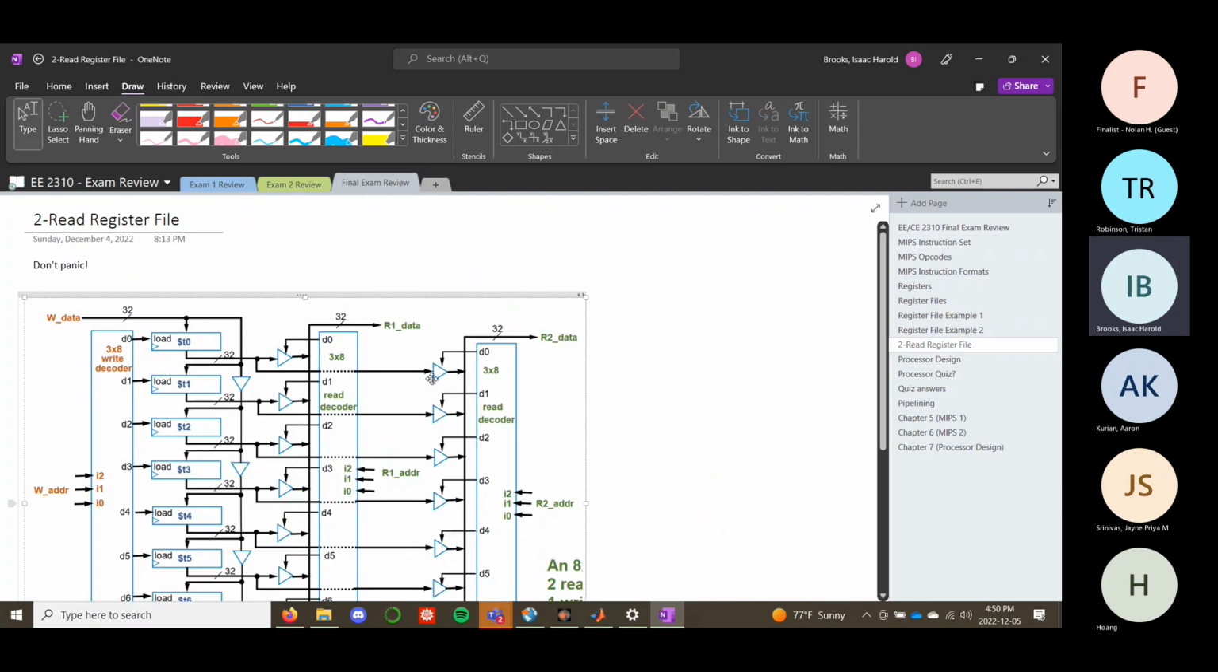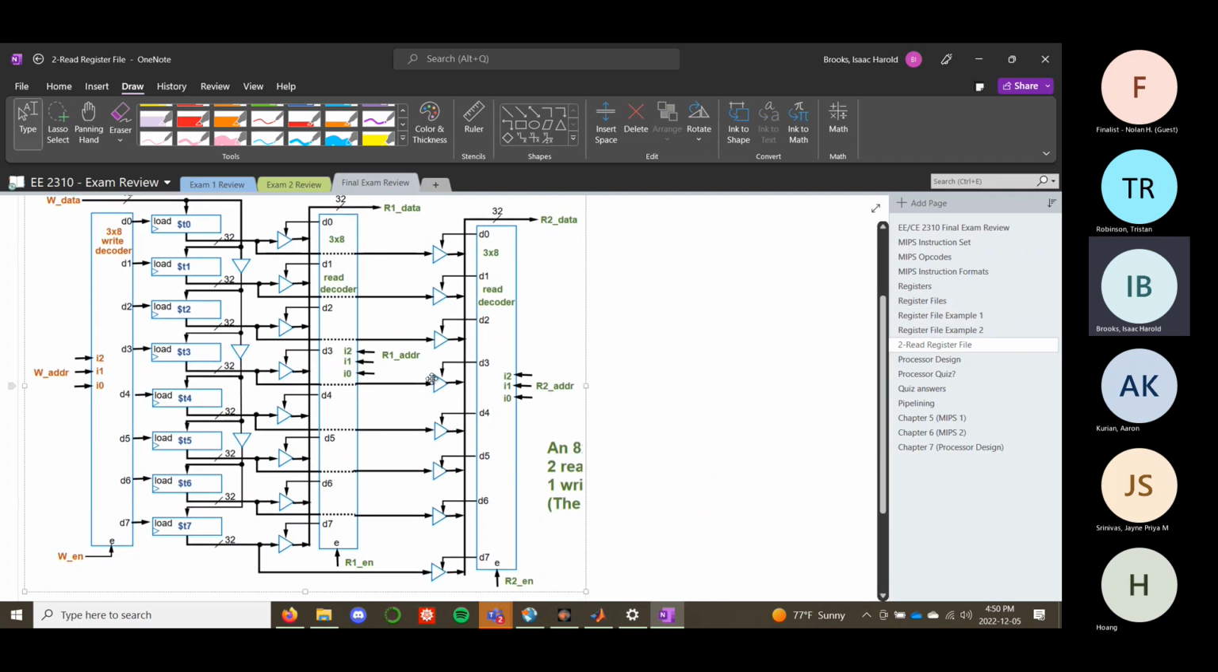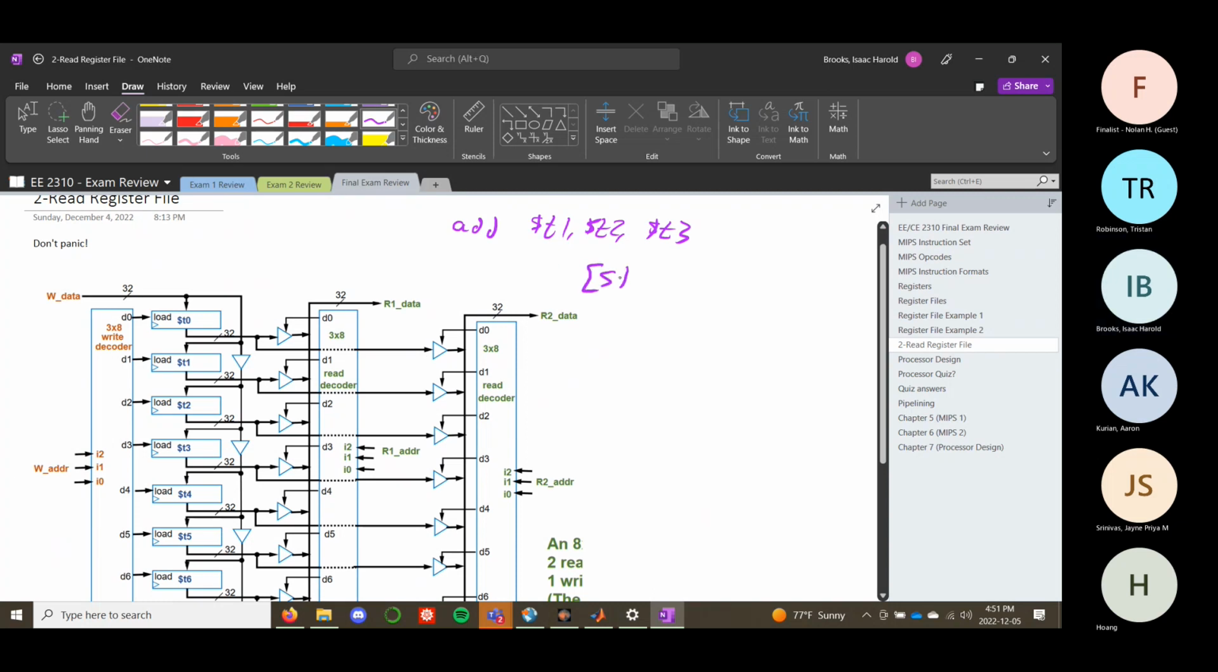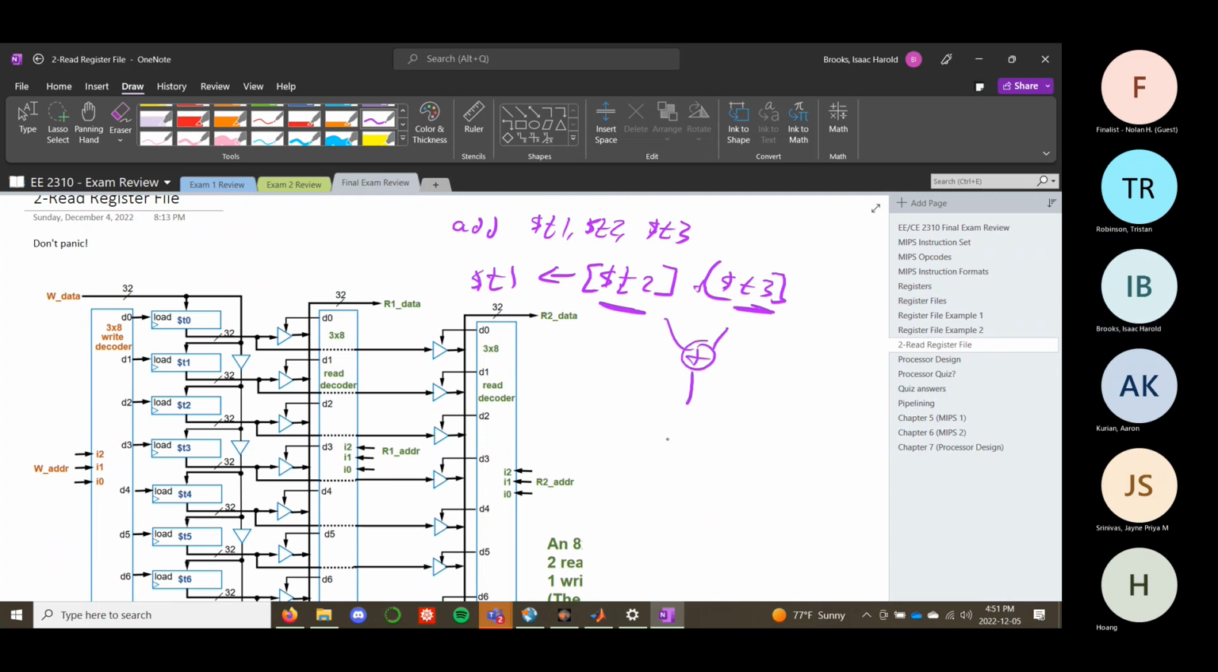This one's very complicated looking, but it's really the exact same hardware, just there's two different reads. And this is actually what you're going to see in the MIPS architecture, because you have three registers for an R-type instruction, like add T1, T2, T3. What this add instruction is doing is it's going to store T2 plus T3 into T1. So it's going to have to read the contents of T2, read the contents of T3, add them up, and then write them to T1.